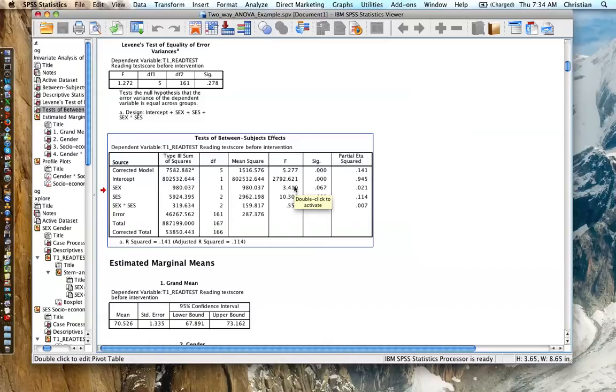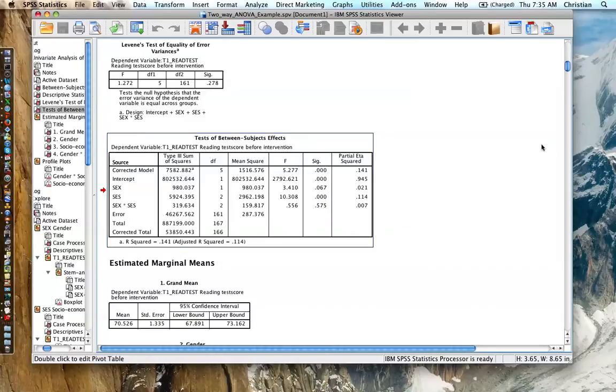And now we test the significance of this F value. Degrees of freedom 1 is 1, degrees of freedom 2 is 161. And for this F value, we get a significance of 0.067. So we see we're getting closer to the 0.05, but still, because we are larger than 0.05, we retain the null. We go with the null, we assume that there is no difference between the genders.